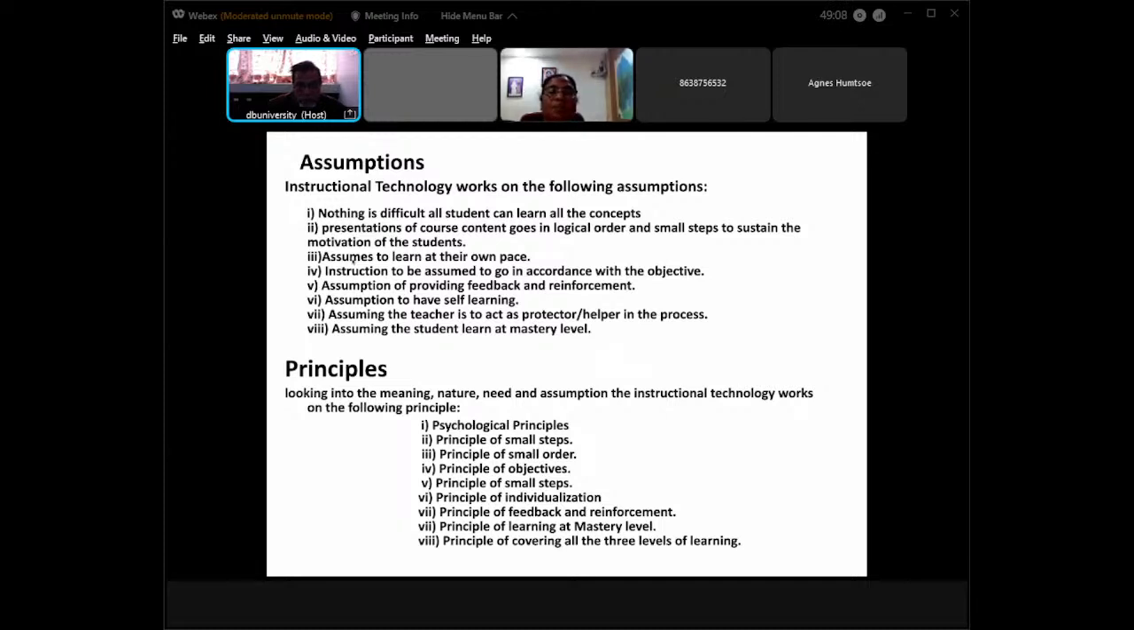Instruction is to be assumed to go in accordance with the objectives. So far as the teaching learning process is concerned, the process is to run in accordance with the objectives. Objectives are to be in our hand. What is the first objective? What are the second, third, fourth, fifth, up to the end? None of the specific learning objectives, teaching objectives, instructional objectives is to be left out.